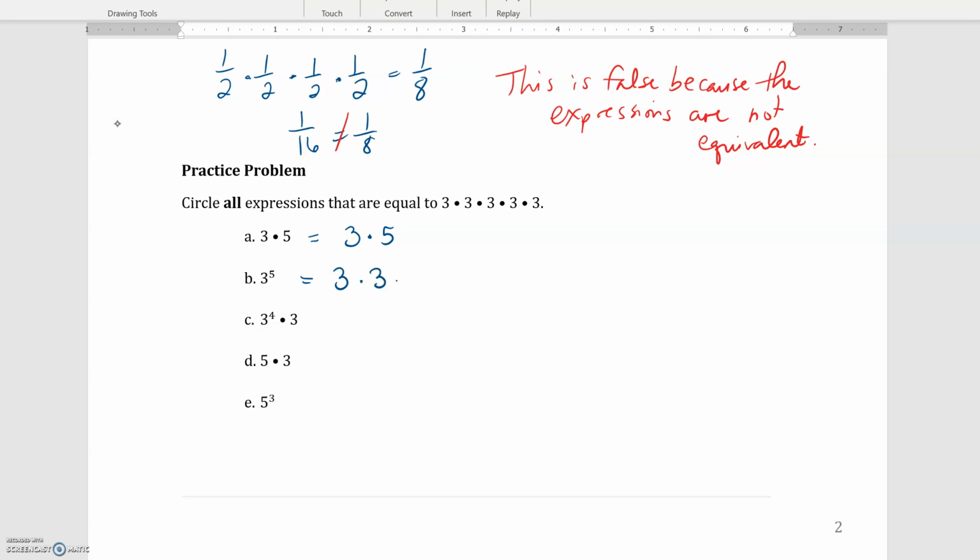B would be 5 3's multiplied by each other. C would be 4 3's being multiplied, for 3 to the 4th, multiplied by an additional 3. D is 5 times 3. And E is 5 multiplied by itself 3 times. So using what you see here, using some mental math and some math understanding, circle all the expressions that would be equivalent to 3 times 3 times 3 times 3 times 3. Pause here and then resume when you're ready to check your work.